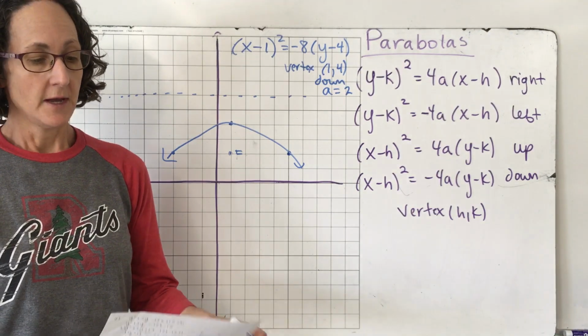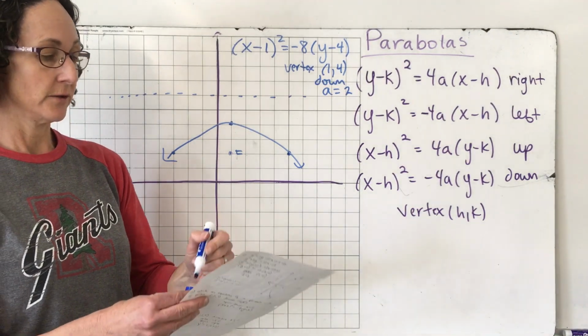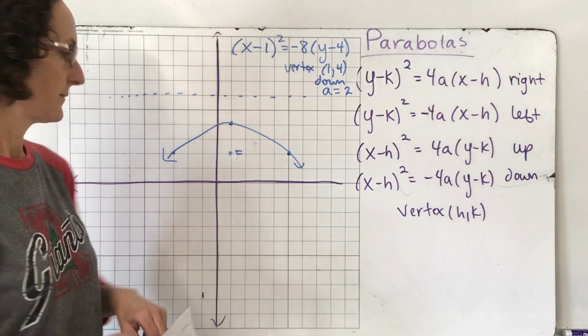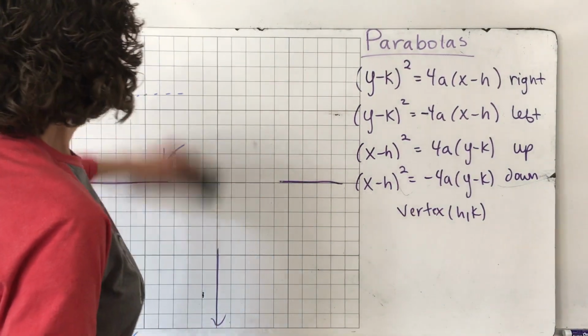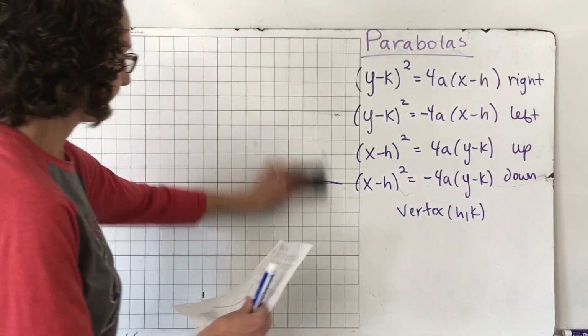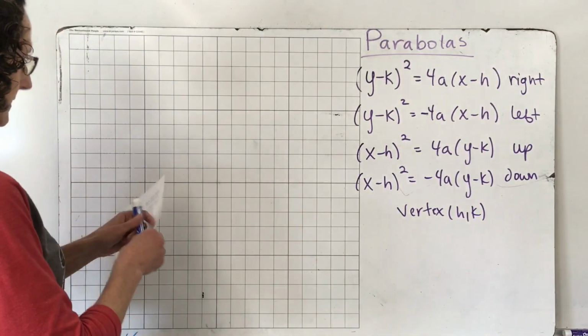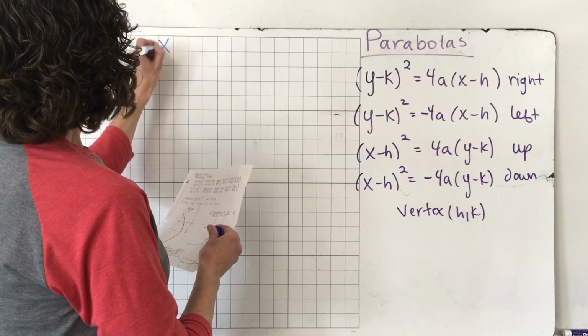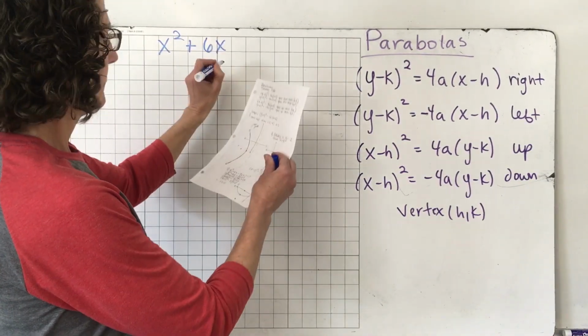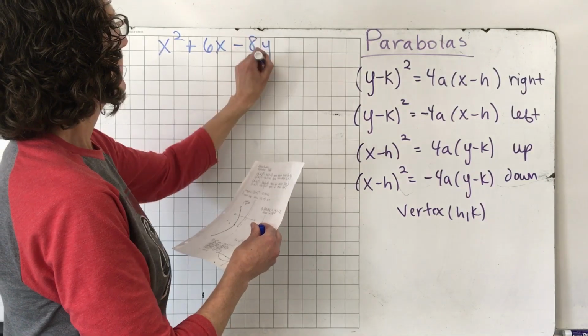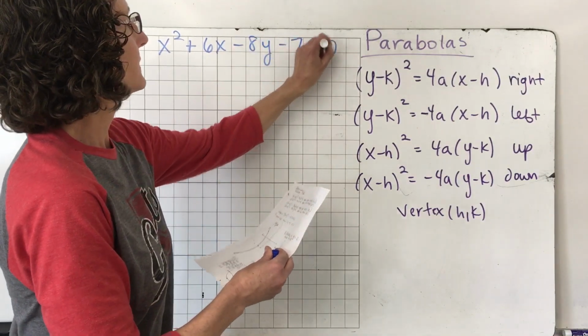Okay, so now we're going to do problems where it looks a little bit different, okay? So I'm going to write down an equation for you, and it should look different when I write it down. Okay, so I want you guys to write this down. x squared plus 6x minus 8y minus 7 equals 0.